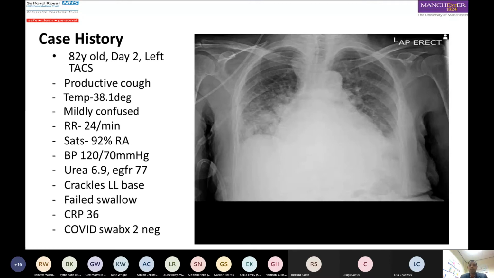So just to give an example, you've got an 82-year-old man who's on day 2 following a stroke. He's got a total left anterior circulation syndrome with a productive cough. He's got a temperature of 38.1, mildly confused, tachypneic at 24 per minute, a SATs of 92% on room air, blood pressure seems okay, urea of 6.9, eGFR of 77, he's got crackles on the left base. He's failed his swallow assessment. He's got a probably raised CRP at 36. Of course, contextually, the COVID swabs have been negative.